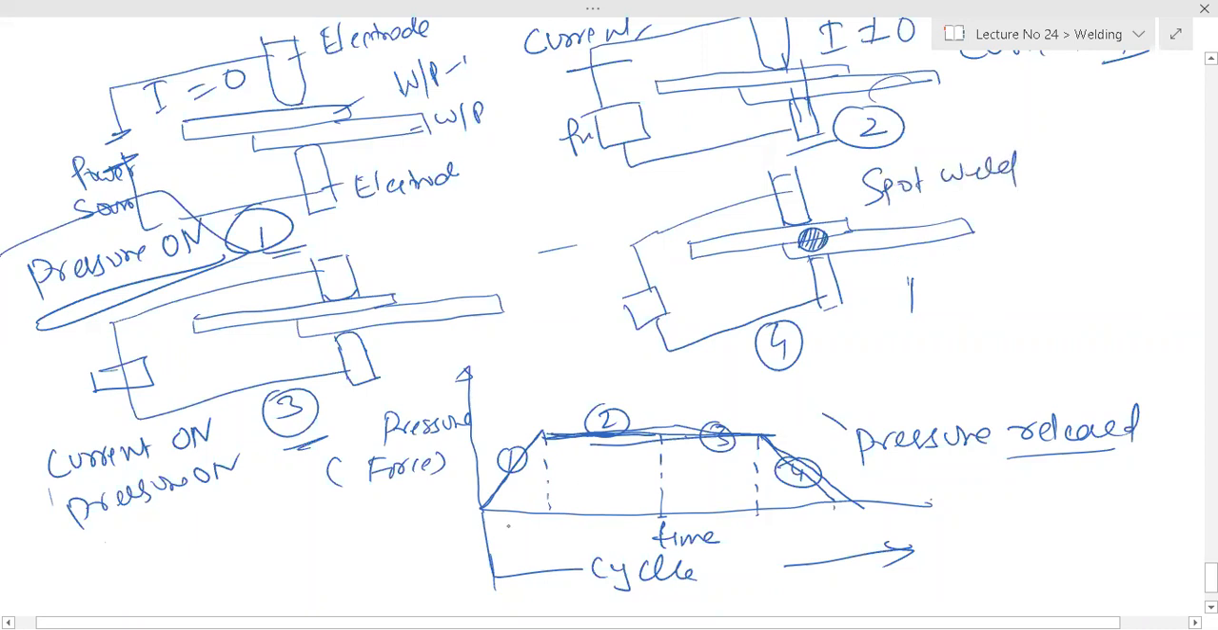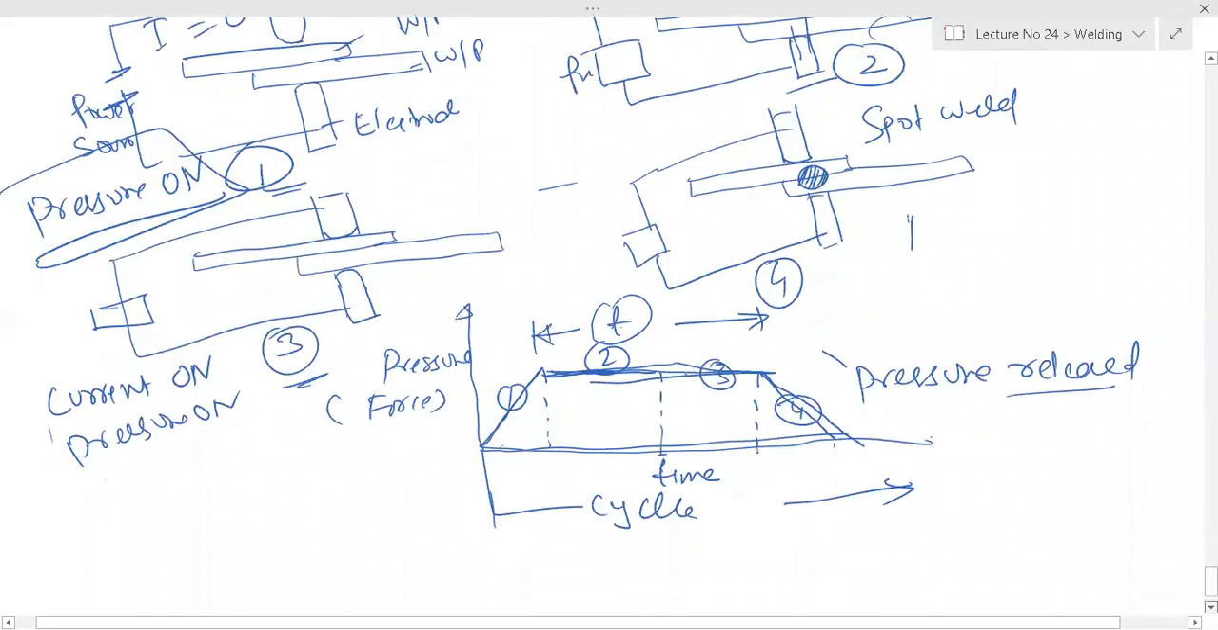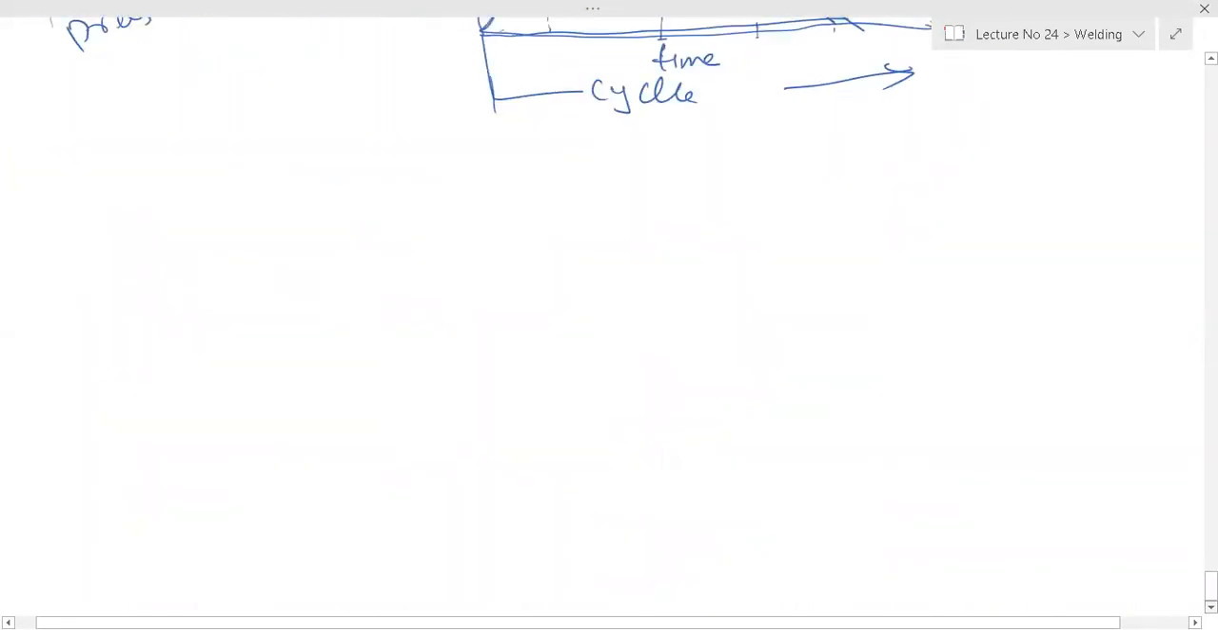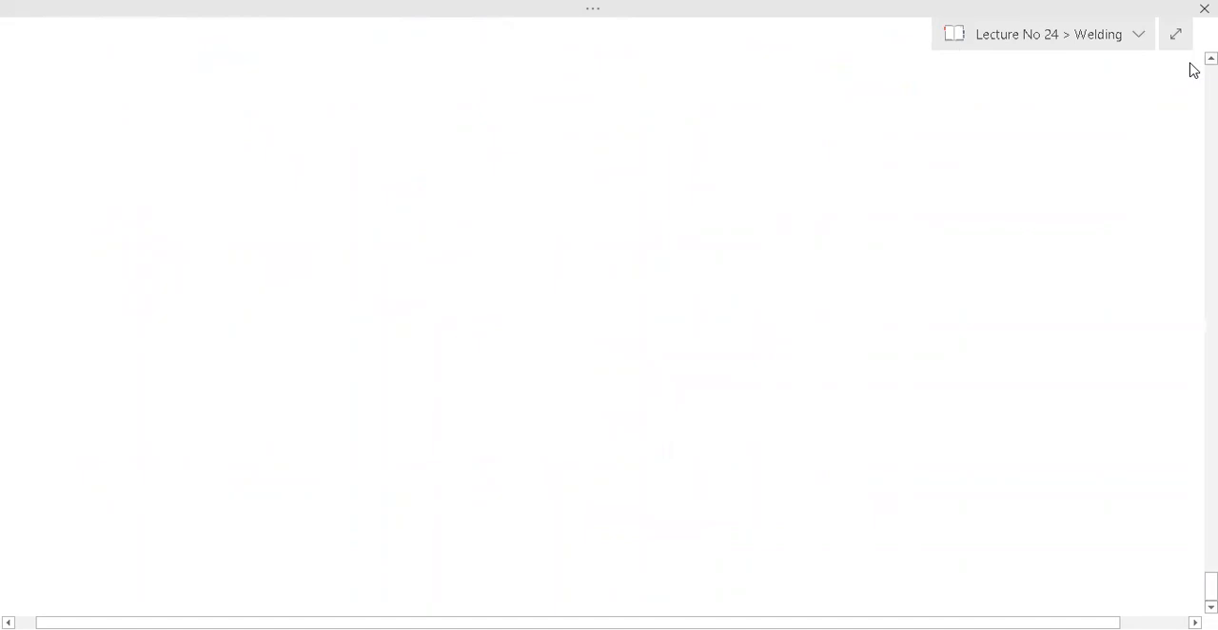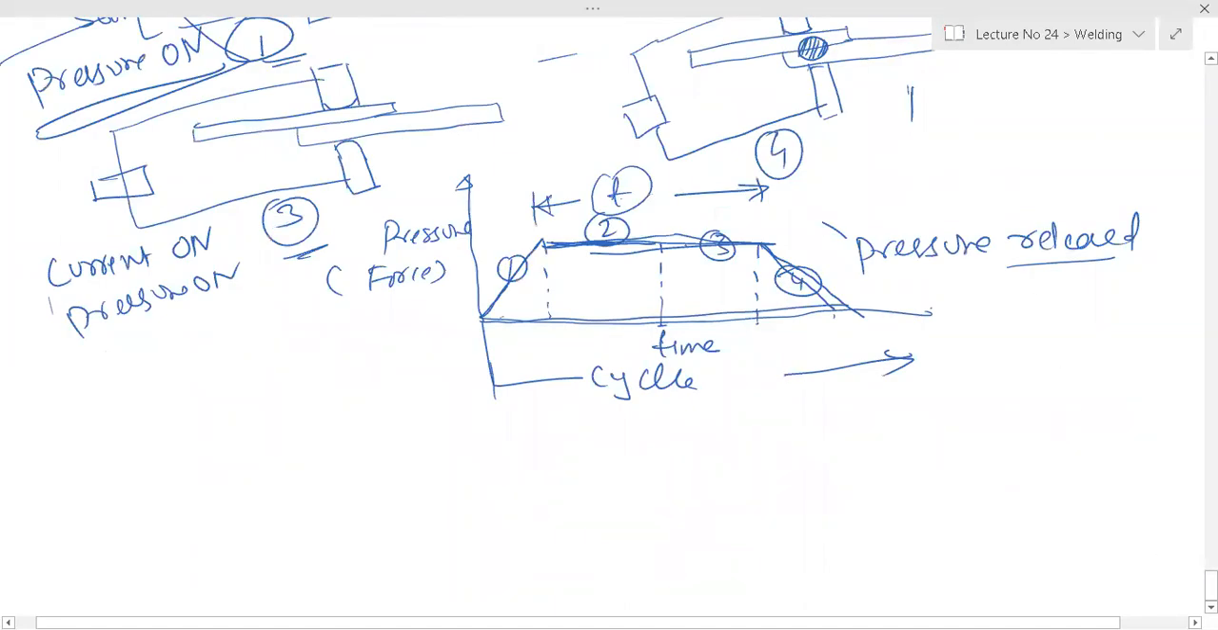Right now, this is your current duration, I mean the time up to which current was there, right? So t is your time, this cycle time, and this time is different. This time is the flow of current. Up to this time current flowed, this is your complete cycle time. So similarly, you have to take another piece and repeat it again, and this is how spot welding is done. Now we'll understand more about the resistance.